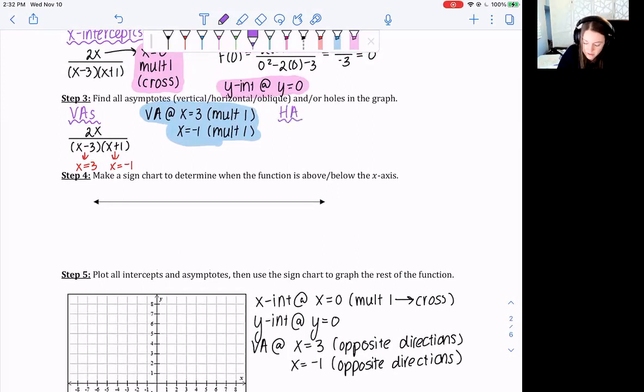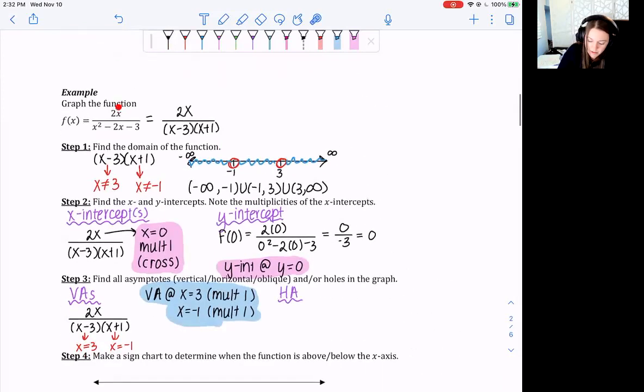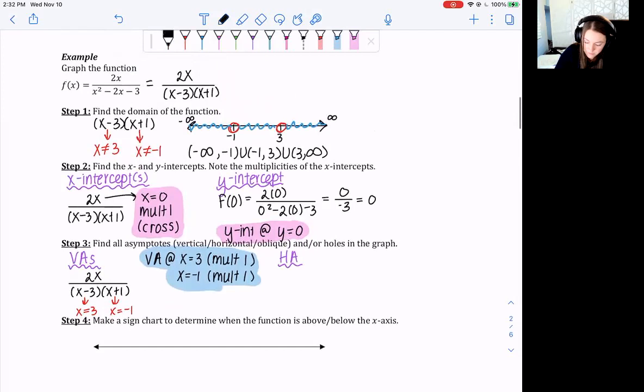For horizontal asymptotes, I'm looking at the degree of the numerator versus the degree of the denominator. So if I look up here, the degree of the numerator is 1. The degree of the denominator is 2. So the degree of the numerator is less than the degree of the denominator. And that means there's a horizontal asymptote at y equals 0.